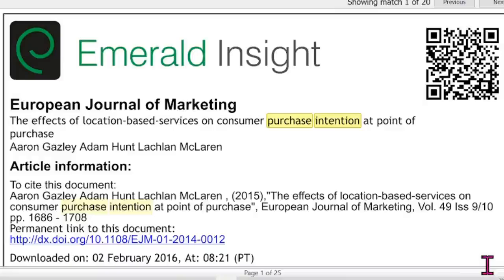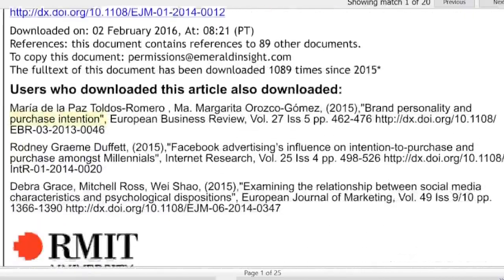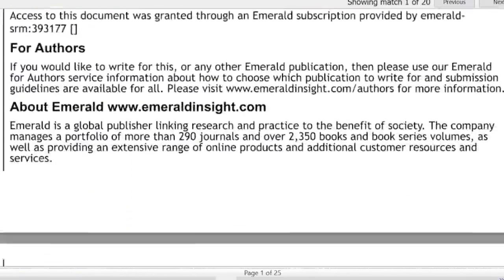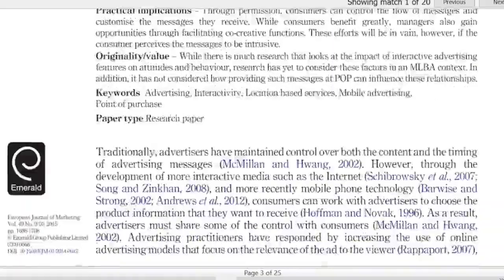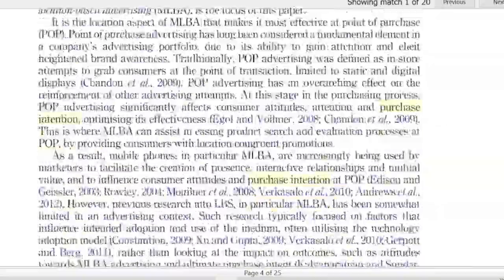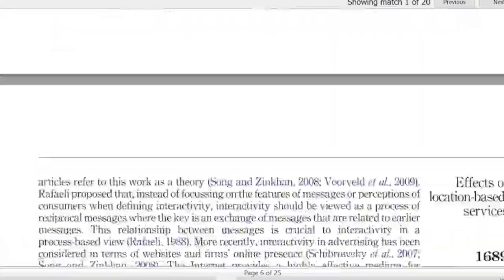So let's have a look at a sample paper here. I have a paper from European Journal of Marketing, and I'm interested in the variable of purchase intention, the effect of location-based services on consumer purchase intention at point of purchase. Okay, so where should I look for the measurement scale? To get the questions or the measurement scale, I need to go to the methodology section. So I'm just quickly scrolling down to the methodology section.